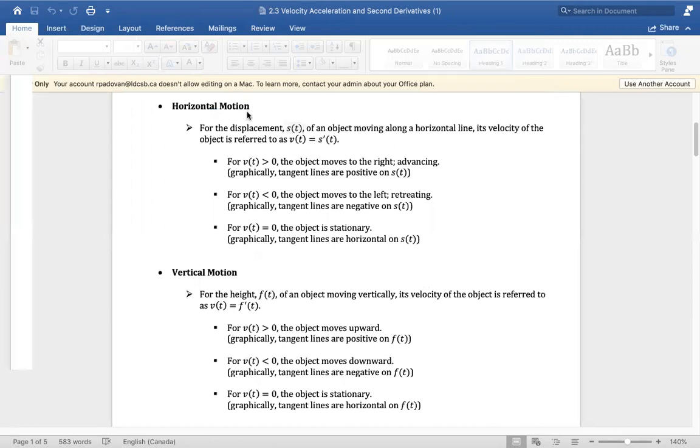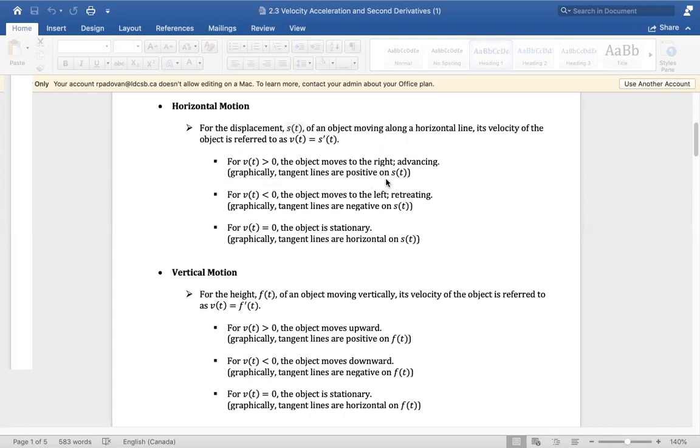If I have horizontal motion, so we were talking about left and right, for the displacement function s of t, if an object is moving along a horizontal line, moving left or right, I would write that down. The velocity of the object is v of t, the same thing as taking the derivative of the displacement function, s prime of t. If the velocity, s prime of t, happens to be greater than 0, then the object is moving to the right, or we say that as advancing.